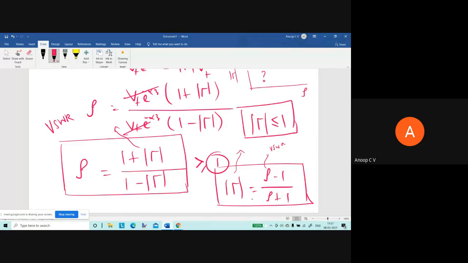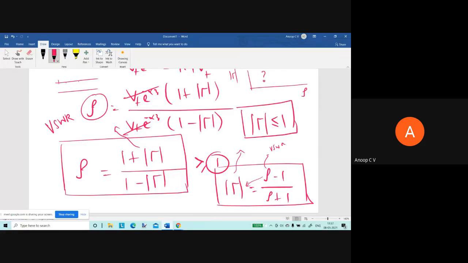In the lab, when you are doing the experiment, you will use a probe to find the maximum voltage and minimum voltage. Using Vmax and Vmin, you will find rho, and from that rho, you will find gamma. This is what you will be doing in one experiment. These are all practical aspects which you can experience in the lab. That's why I've shown you a video and even a MATLAB simulation. Maybe we'll wind up today.